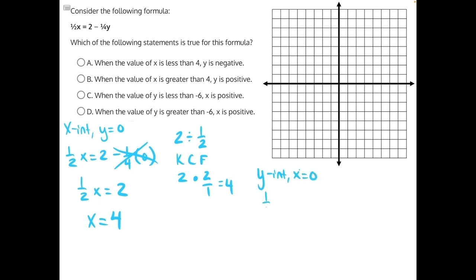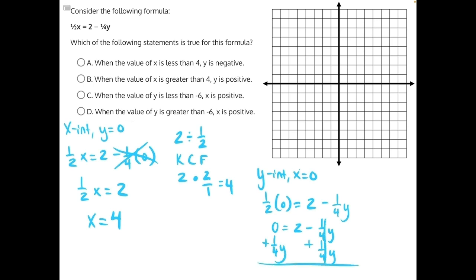Now we need to find our y-intercept, or where x is equal to 0. We'll have 1/2 times 0 is equal to 2 minus 1/4 y. Anything times 0 is just 0, so we'll have 0 is equal to 2 minus 1/4 y. Let's do opposite operations to move the y over to the other side, just so that we get rid of that negative. These will cancel, and we will be left with 1/4 y is equal to 2.